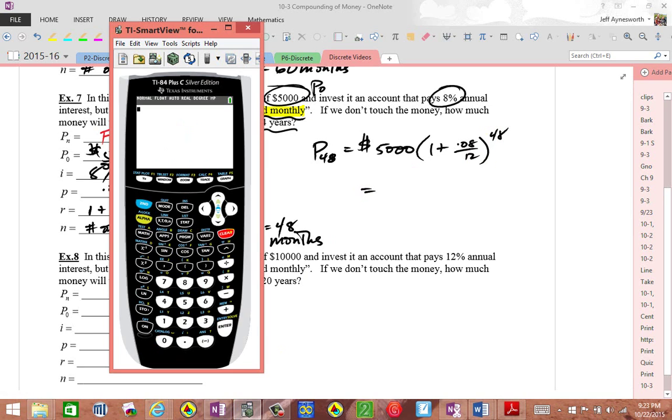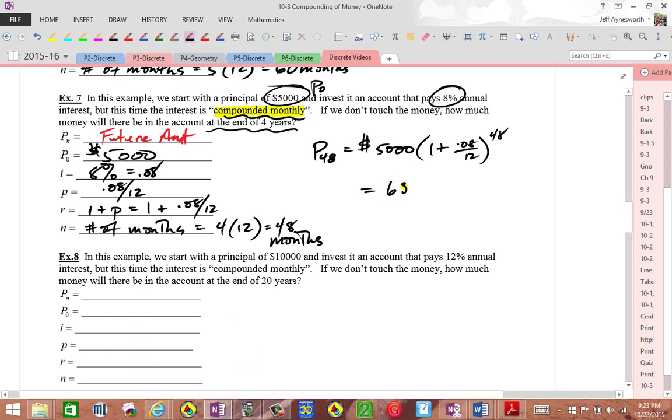I'm going to do it the way most of you are going to be doing it here. I'm going to start off with my fraction, 0.08 divided by 12. Enter, or equals, plus 1, equals, raise it to the 40th power, equals, times 5,000, equals. And I get a bigger number because this is growing, right?